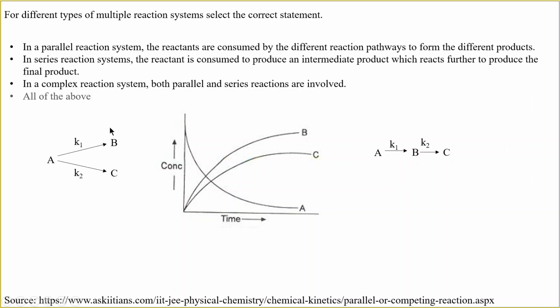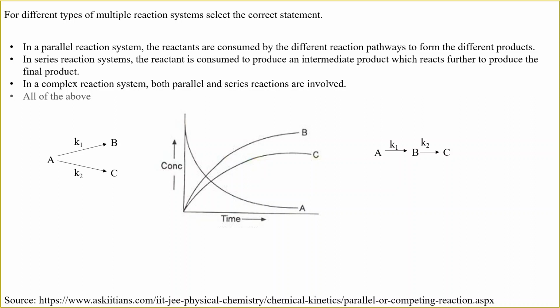On the left hand side, I have a scheme where a parallel reaction is taking place, where A is forming B and C with kinetic rate constants K1 and K2. And on the right hand side, I have a scheme where A is forming B with the rate constant K1 and then B is forming C with the rate constant K2. Again, there are multiple reactions here also. So let's see the statements and which is true and which is not true. Let's take a look at it.